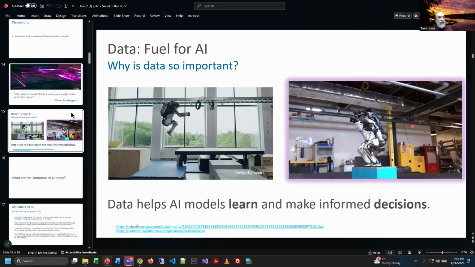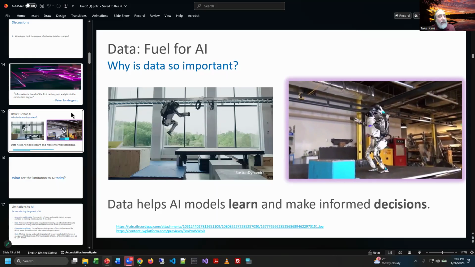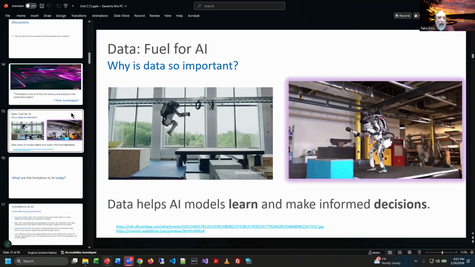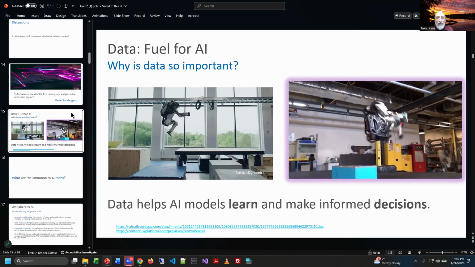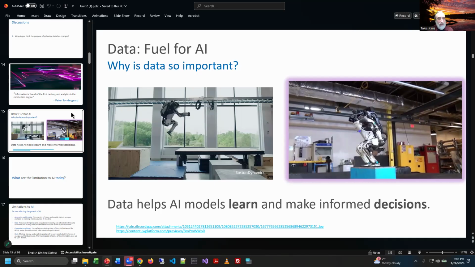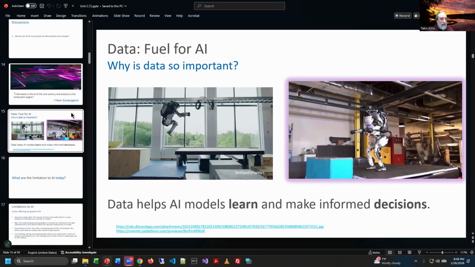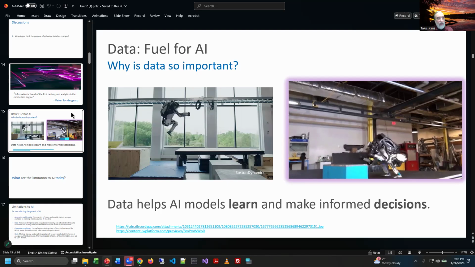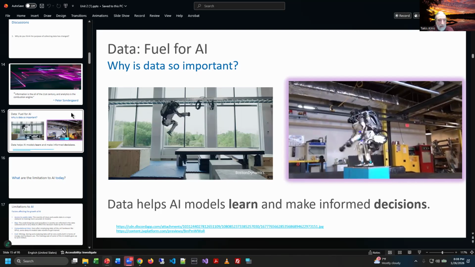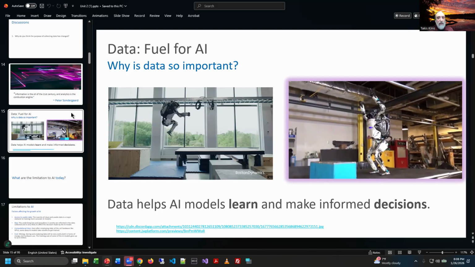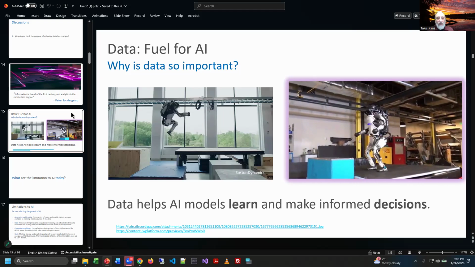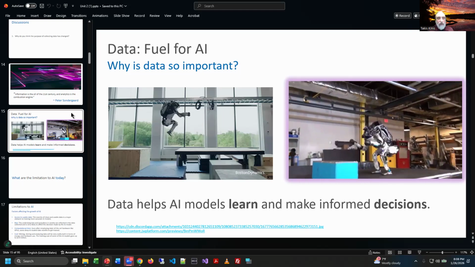They call data the fuel for AI, right? So why is data important for artificial intelligence? Well, artificial intelligence basically is built on machine learning models. Machine learning models are based on math and formulas. And in order to make those models work, we have to feed numbers into them.